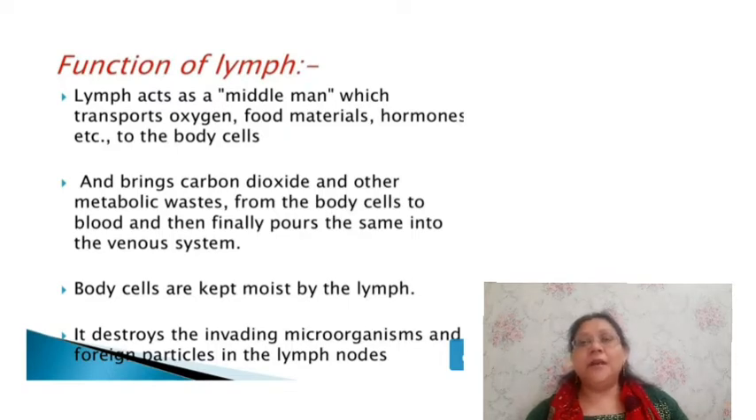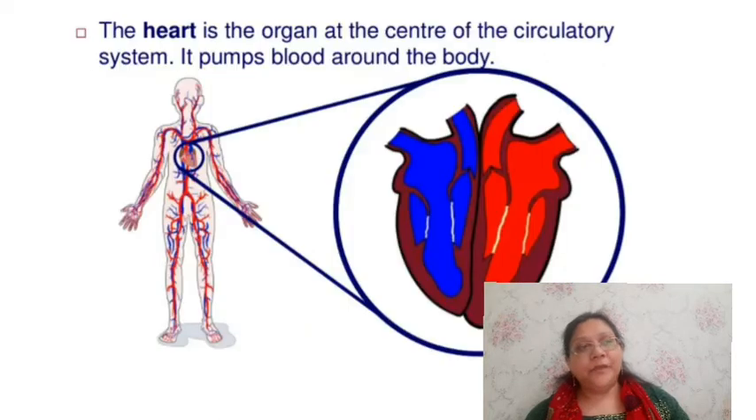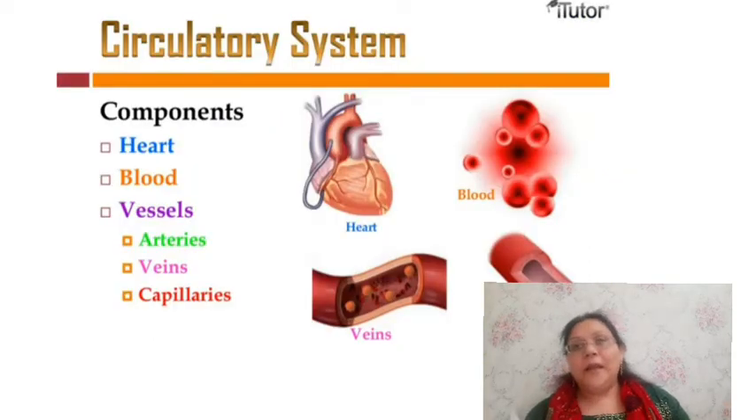The venous system carries the impure blood, and blood cells get moist with the lymph. All the microorganisms which invade the body are carried to the lymph nodes by the lymph, and in the lymph nodes they get destroyed. Our circulatory system is composed of the heart, the main organ, and the blood that circulates through the heart. Blood carries the impure blood as well as the pure blood.